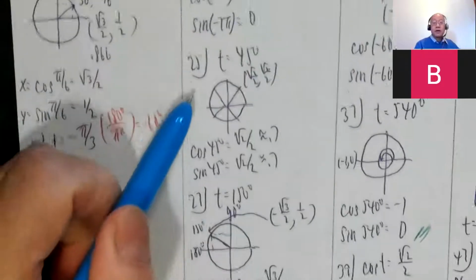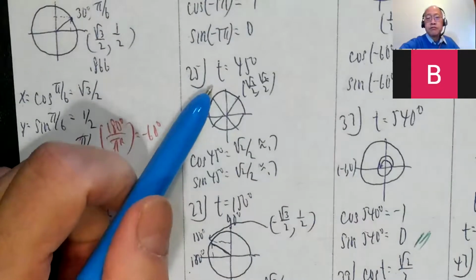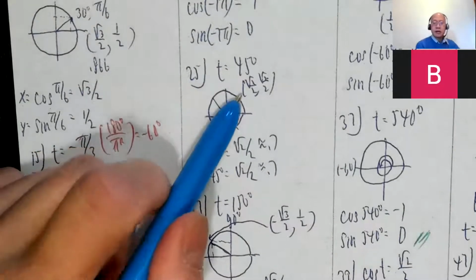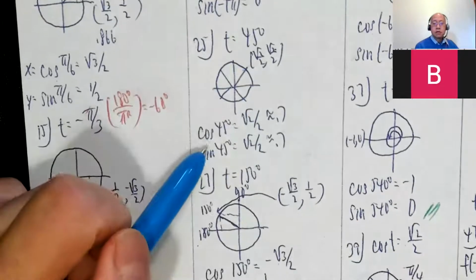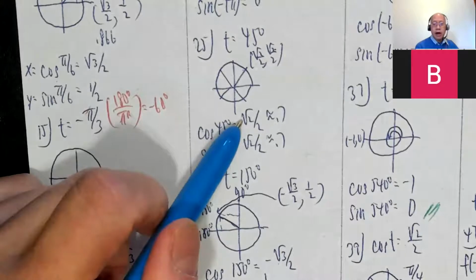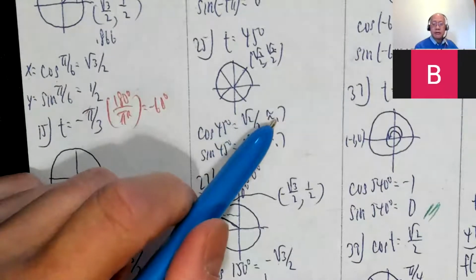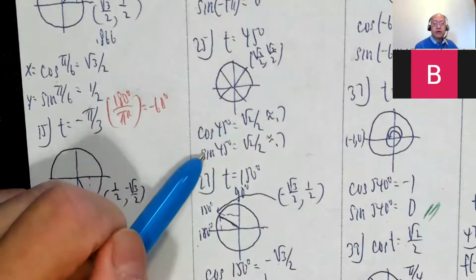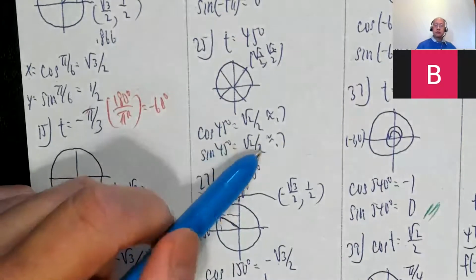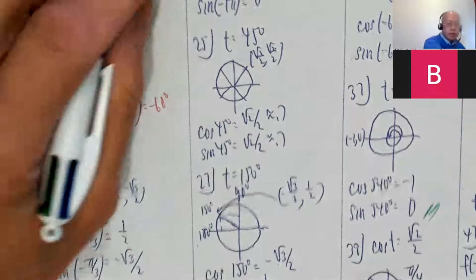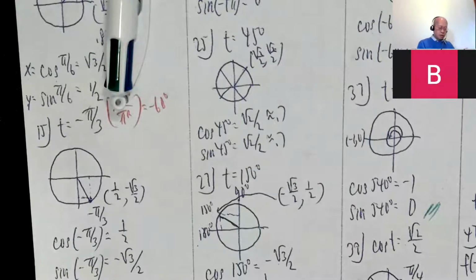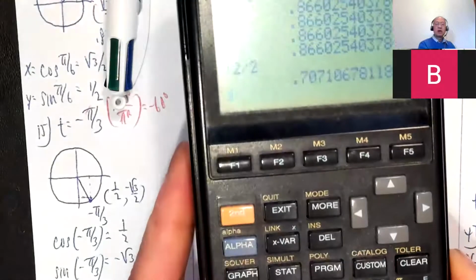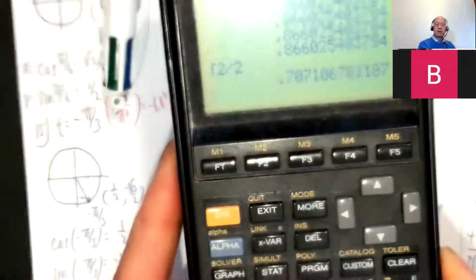All right, 25, 45 degrees. Well, that's about as standard as you can get. Radical 2 over 2, both of them. So cosine 45 degrees, radical 2 over 2, which is about 0.7. Sine of 45 degrees, also radical 2 over 2. It's also about 0.7. I think it's like 0.7071, as I recall. Square root of 2 divided by 2.